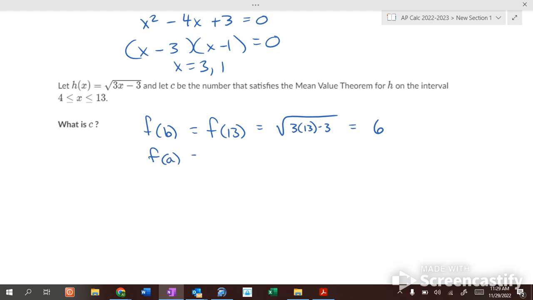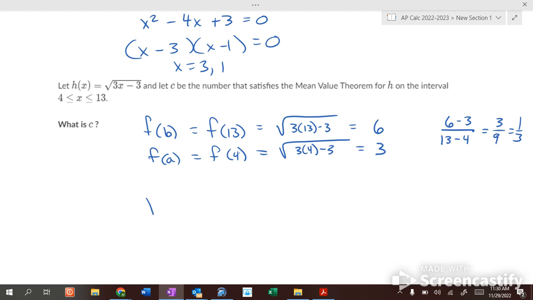F of a is f of 4, which is the square root of 3 times 4, which is 12, minus 3, which is the square root of 9, which is 3. So it's 6 minus 3 over 13 minus 4, which is 3 over 9, which is 1/3.